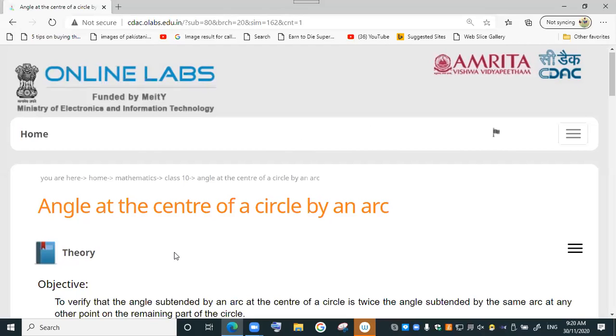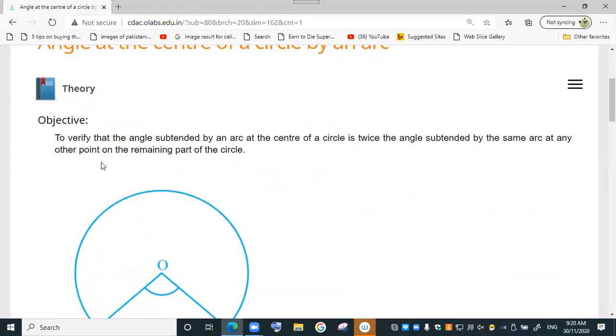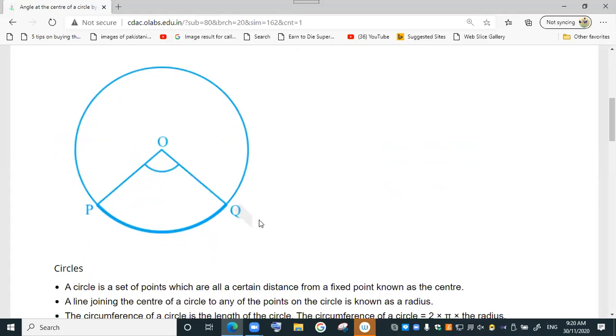Today, this is the activity number 3. Here there are some terms that we already studied. Angle at the center of a circle by an arc. Before that, we have some theory to verify that the angle subtended by an arc at the center is twice the angle subtended by the same arc at any other point on the remaining part of the circle. This theorem we have already studied.